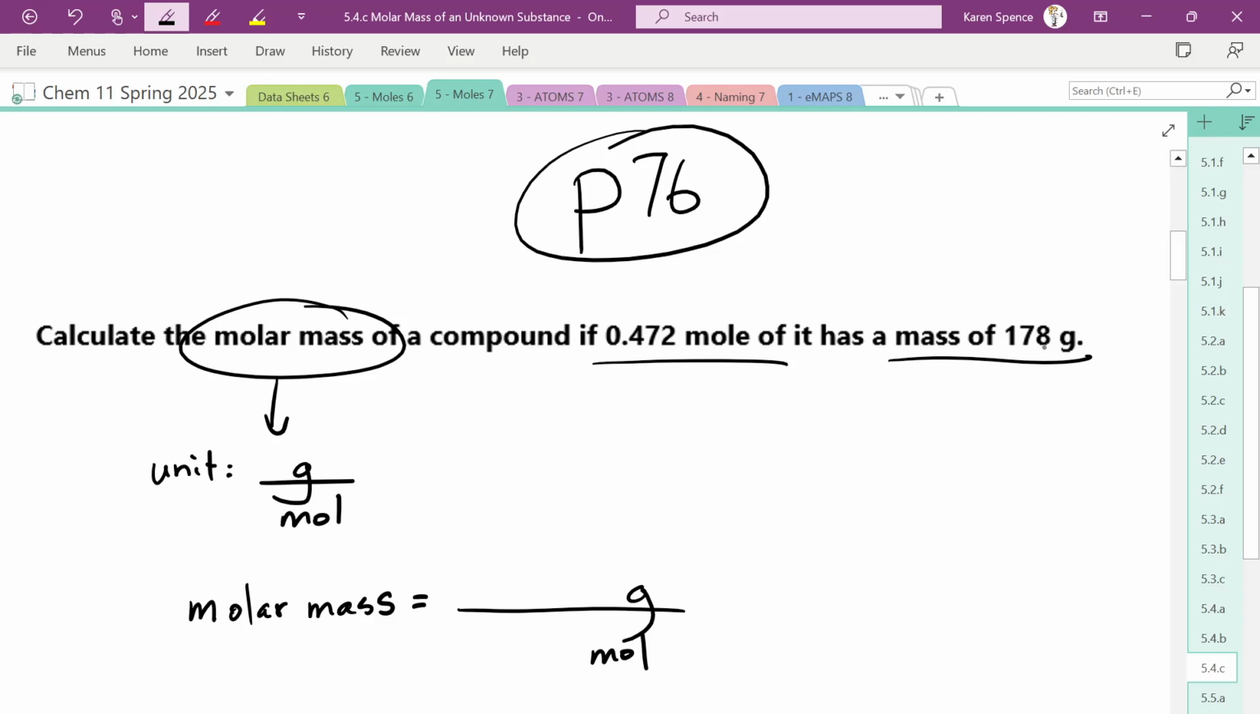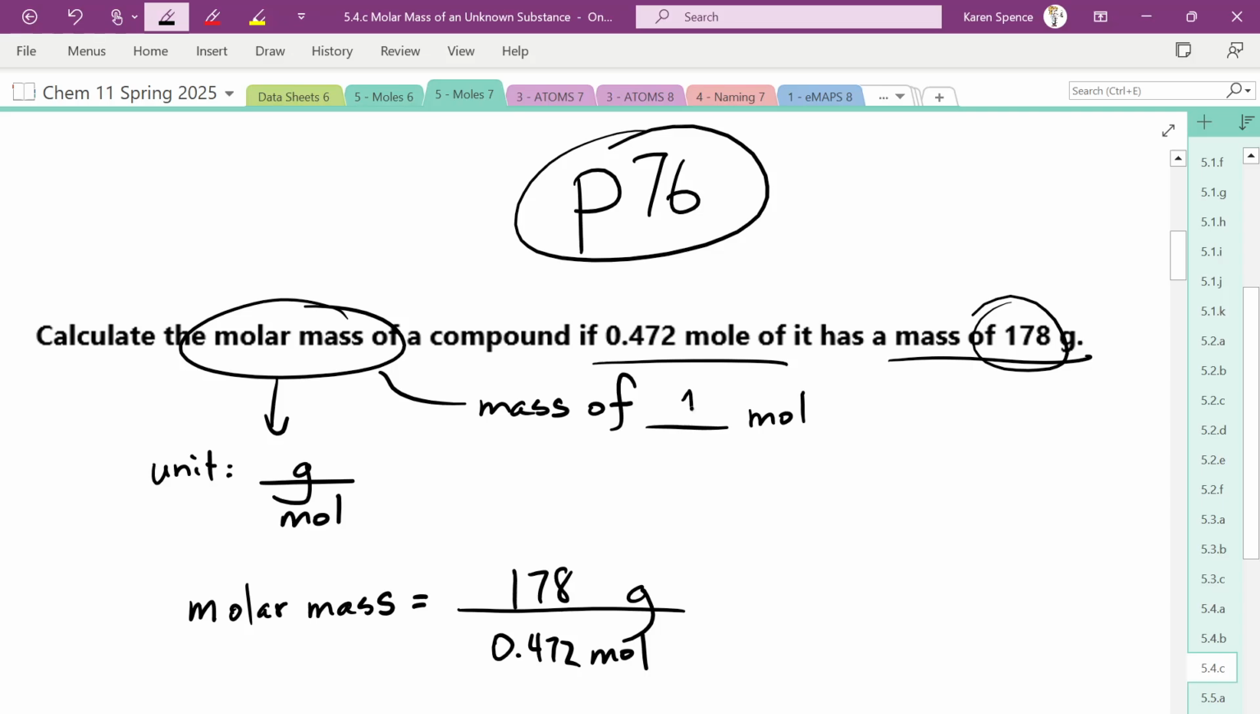Okay, so all you do is you take your grams, 178 grams, and you divide by 0.472 moles. And many people will stop there and they'll be like, look, I found my mass. What is wrong with that? Molar mass is the mass of how many moles? 1 mole. Not the mass of 0.472 moles. How do we make it 1 mole? We simply divide and it becomes 1 mole.